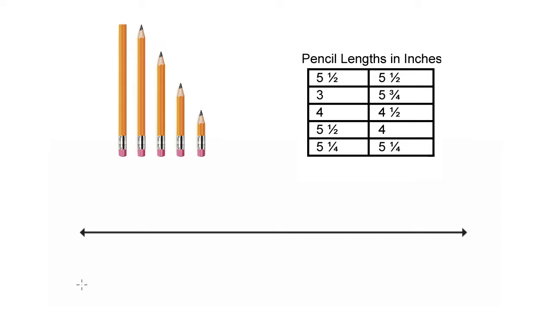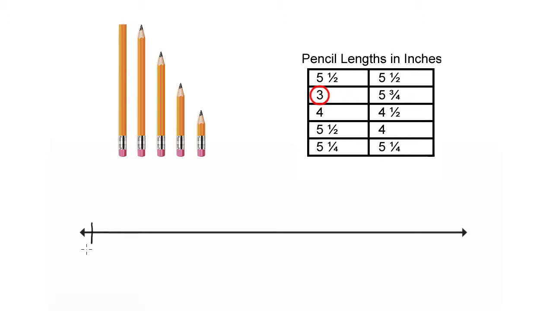You will notice that the data is in no particular order. With a line plot, there is no need to order the data ahead of time. Just note the shortest and longest lengths to create the number line. In this case, the shortest length is 3 inches, so we will begin the number line at 3.